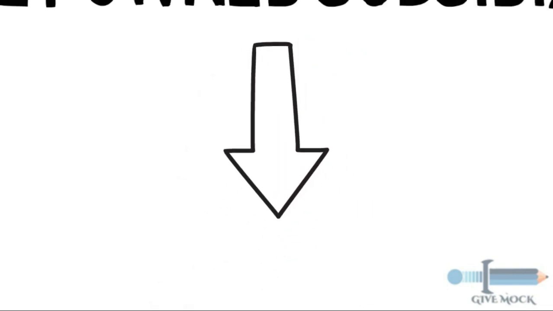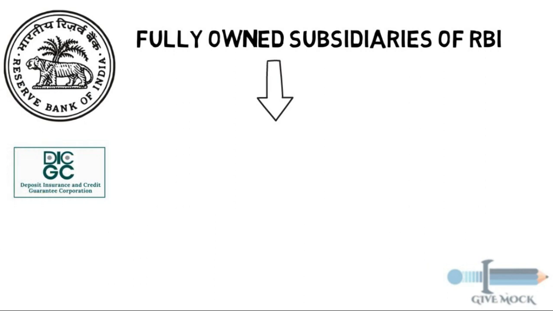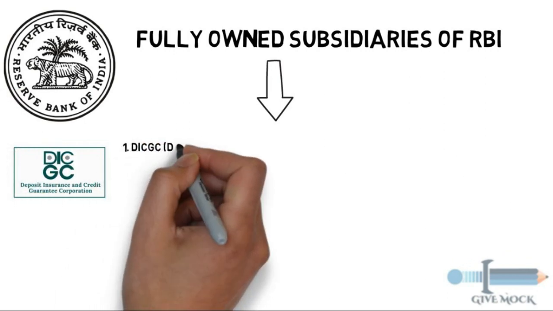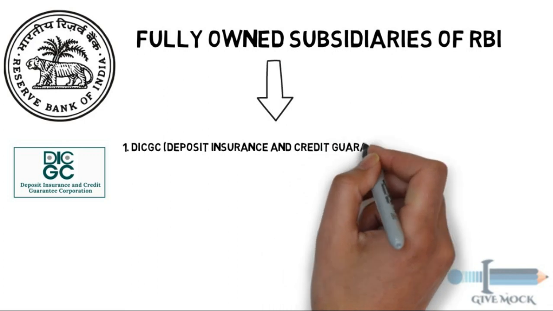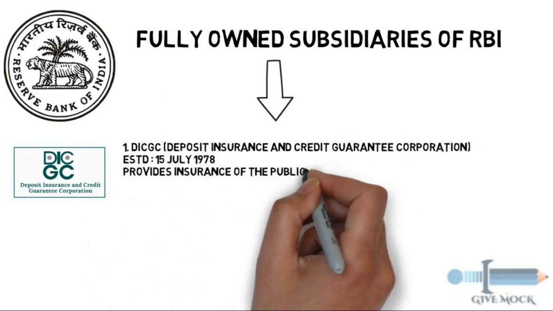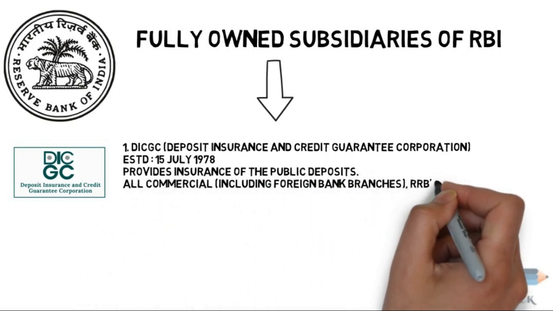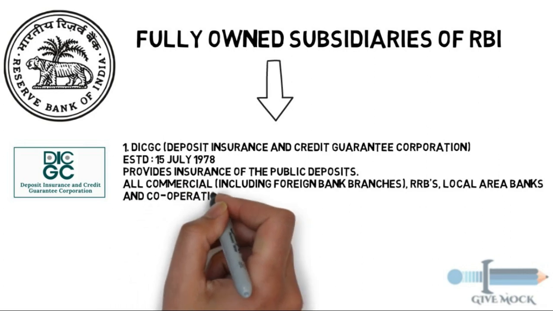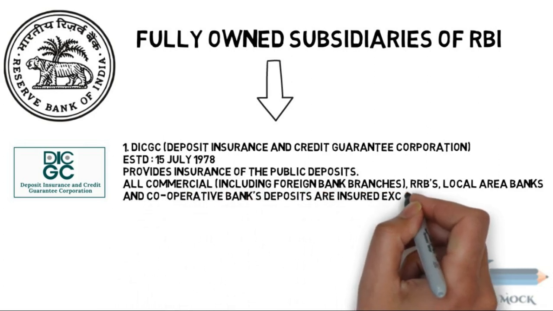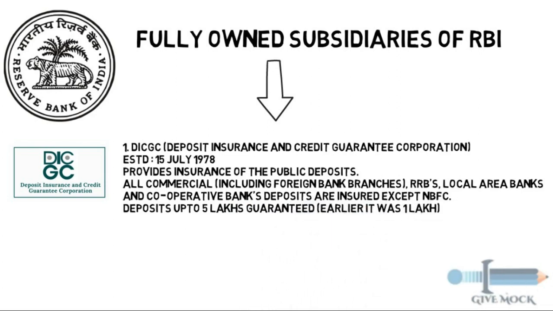The first one is DICGC, Deposit Insurance and Credit Guarantee Corporation. As you are already aware, it provides insurance of public deposits. All commercial banks, scheduled commercial banks including foreign bank branches, RRBs (regional rural gramin banks), local area banks and cooperative bank deposits are insured by it, and deposits up to 5 lakhs are guaranteed. Earlier, only up to 1 lakh was guaranteed; now it has been changed to 5 lakhs.